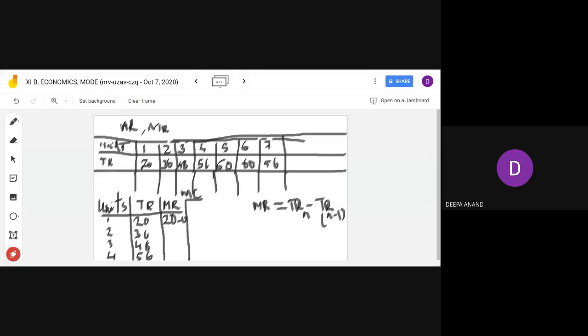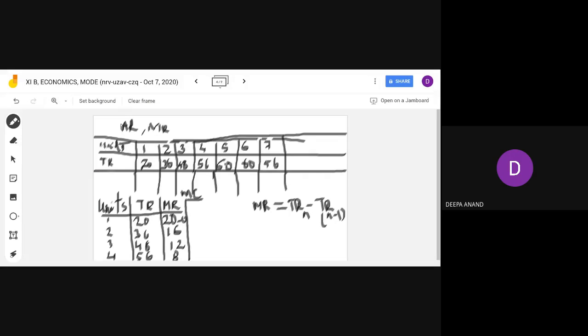Otherwise, it is pure logic. You made the first unit, you got 20 TR. When you were making nothing, it was 0, your TR was also 0. So 20 minus 0 is 20. That is the MR in the first case. In the second case, 20 became 36, so it is 16. 36 became 48, then it is 12. 48 became 56, then it is 8. It will go like this.